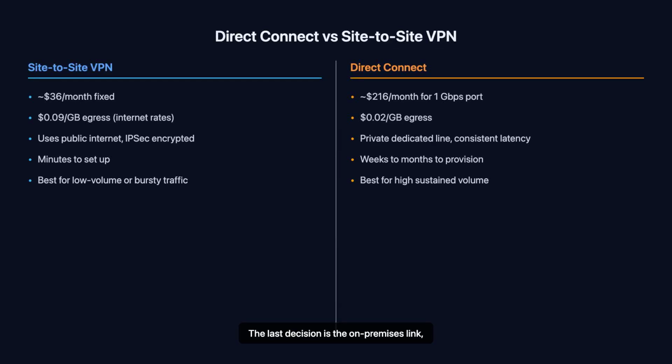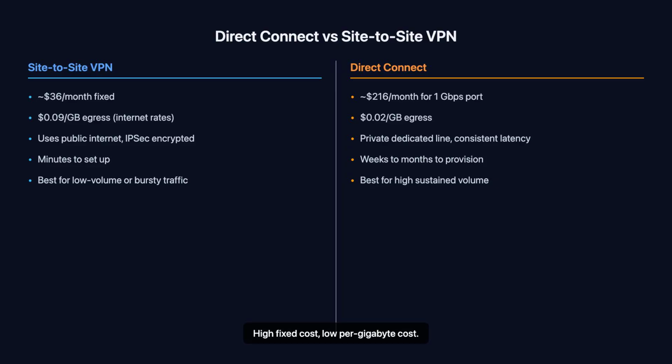The last decision is the on-premises link, and it comes down to volume. The site-to-site VPN costs about $36 a month, runs over the public internet with IPsec encryption, and you can stand it up in minutes. But its egress is billed at full internet rates, 9 cents a gigabyte. Direct Connect costs about $216 a month for a 1 gigabit port and takes weeks to months to provision. But it's a private dedicated line with consistent latency, and its egress is only 2 cents a gigabyte.